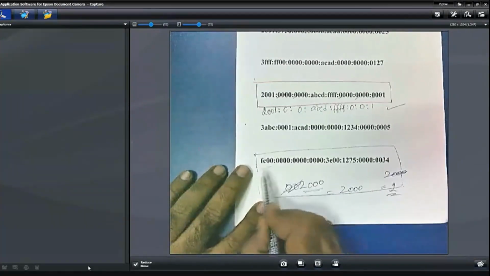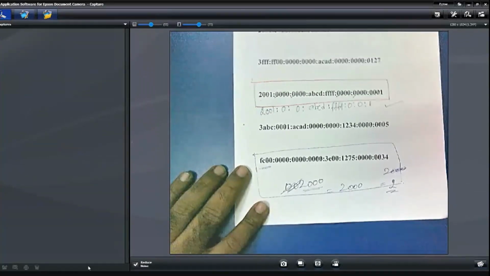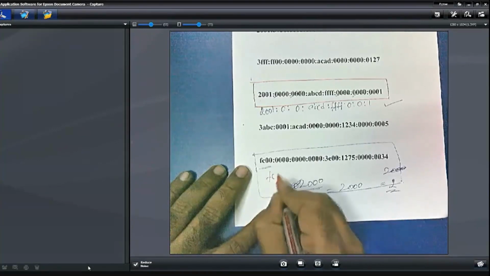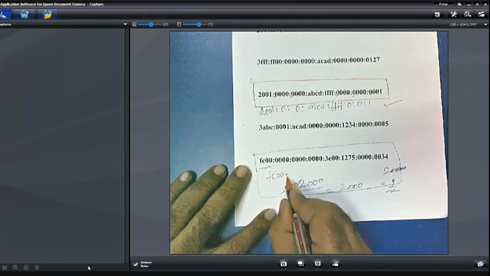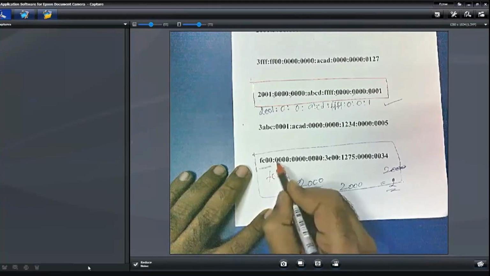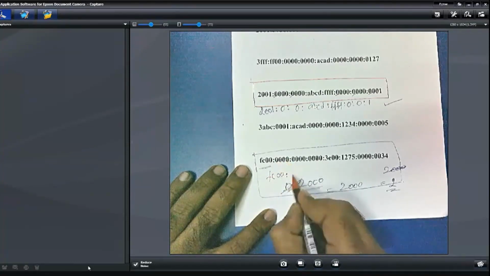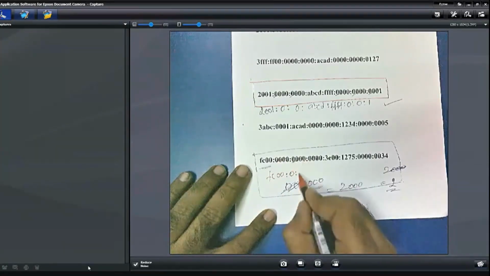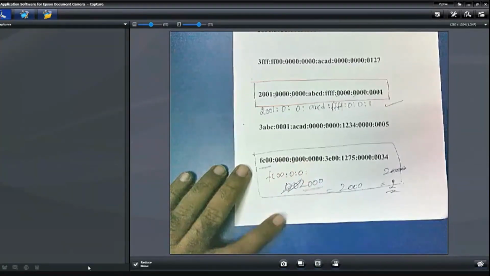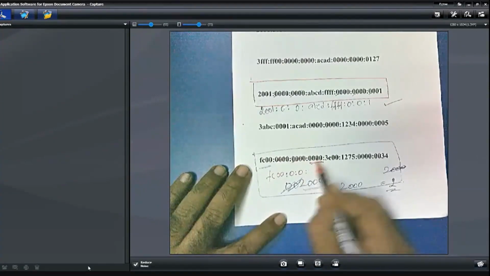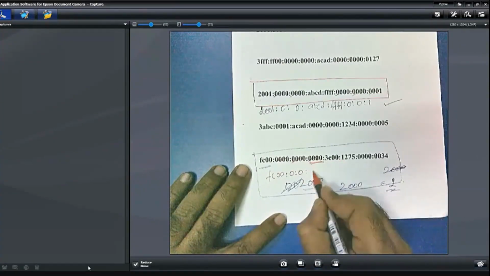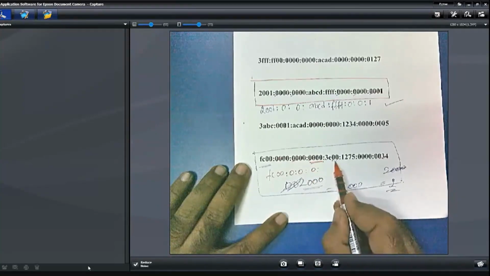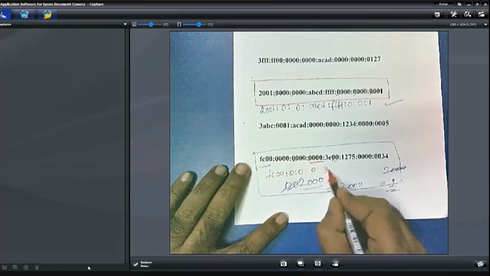See, FC00, you cannot touch this because this is not a leading zero. So you have to write it as it is. Then here you have to remove 3 zeros, you have to write 0. Then here also you have to remove 3 zeros, 0. Then here you can remove 3 zeros, 0. The same thing here, you cannot remove these 2 zeros because the value will change. So 3E00.